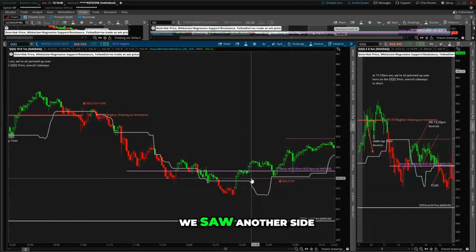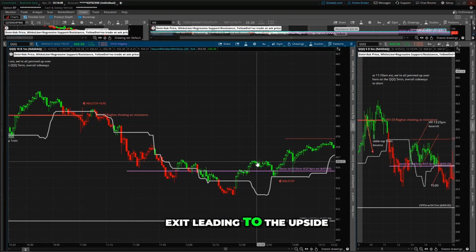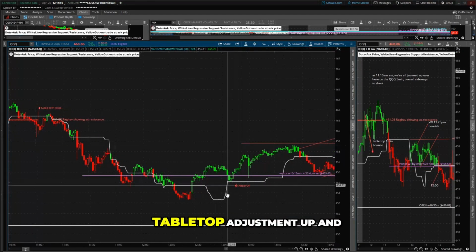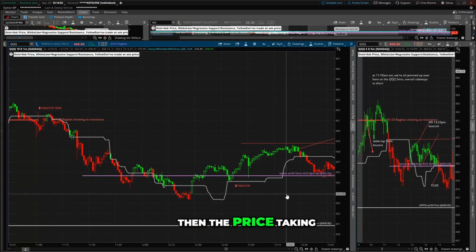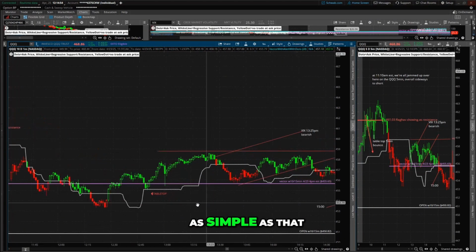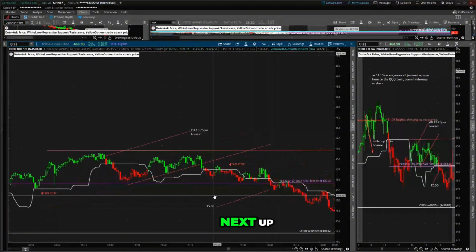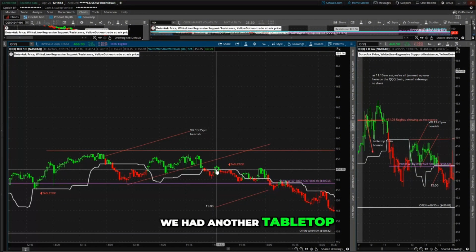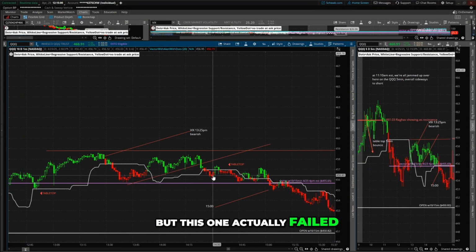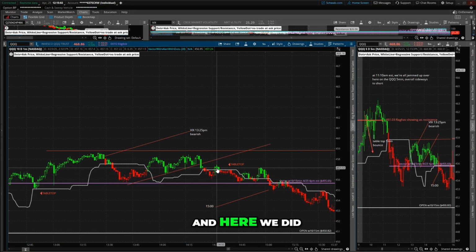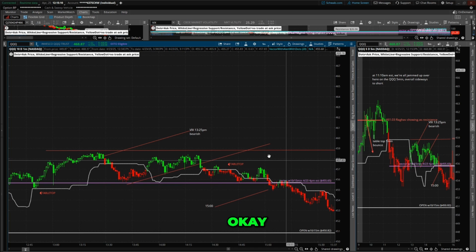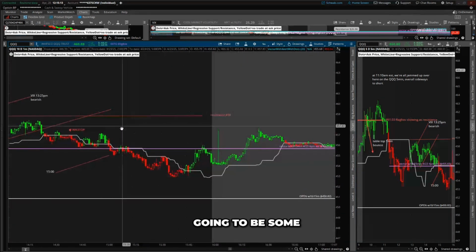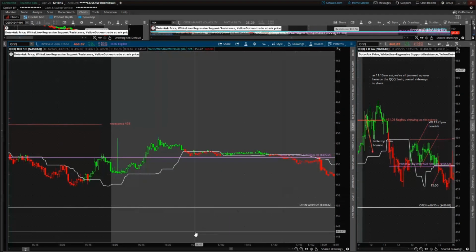Right here, we saw another side exit leading to the upside. Then we saw another tabletop adjustment up, and then the price taking support from it. As simple as that. Next up, we had another tabletop, but this one actually failed, right? Here we did see a bit of a move up, but it failed. As I said, there's no 100% chance that this is going to work. Of course, there are going to be some conditions where it does not work out.